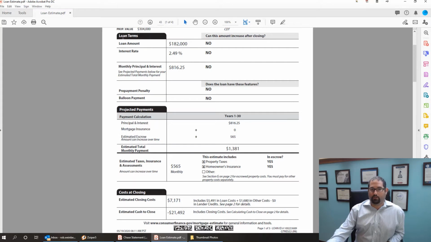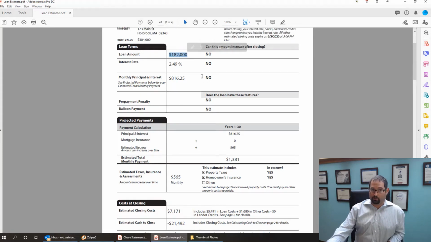Now moving along down here, the loan terms. So the loan amount, this is the total amount of the loan that you're getting. If you're refinancing and rolling in closing costs, this amount will include the closing costs. If you're getting cash out, consolidating debt, that sort of thing, then this will also include those figures. If you're buying a property, then this will just be a straight percentage of the purchase price. Now, important thing here on the right-hand side is, can this amount increase after closing?